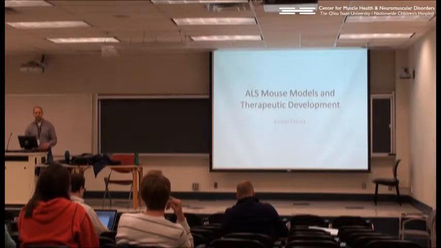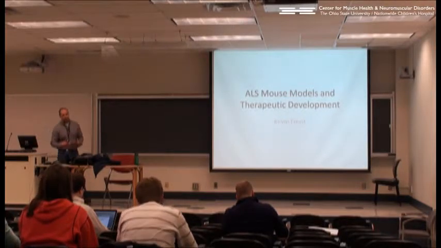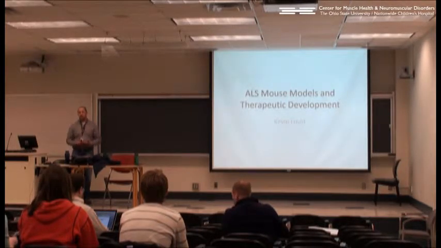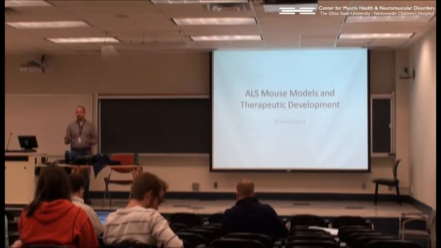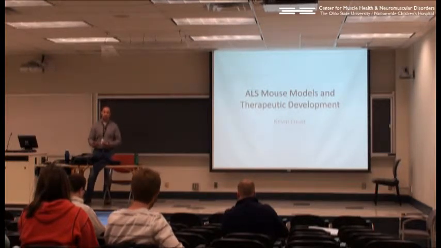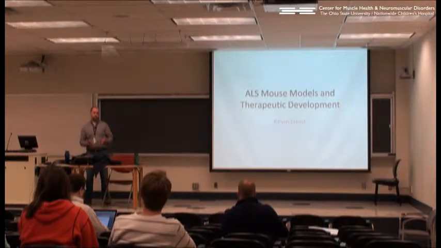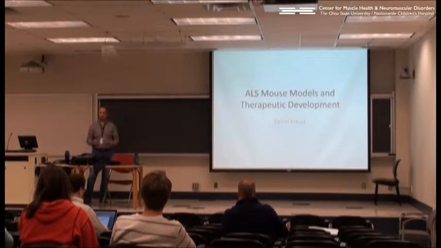So rather than being heavy and in-depth on data necessarily, we're going to just touch briefly on some of the ALS models and some of the lessons that have come out from working in mouse models, and perhaps how best to craft therapeutic studies going forward. My understanding is the end of the course is a proposal that you guys need to write. Some of you may be considering using mouse models or developing therapeutic studies for this.